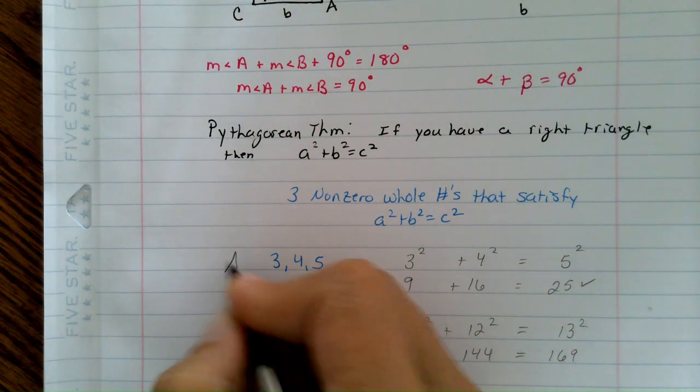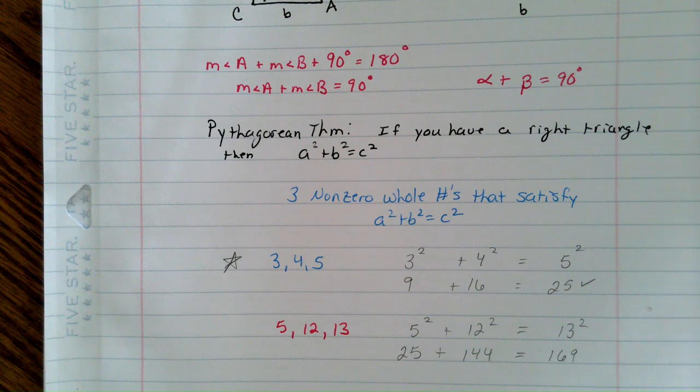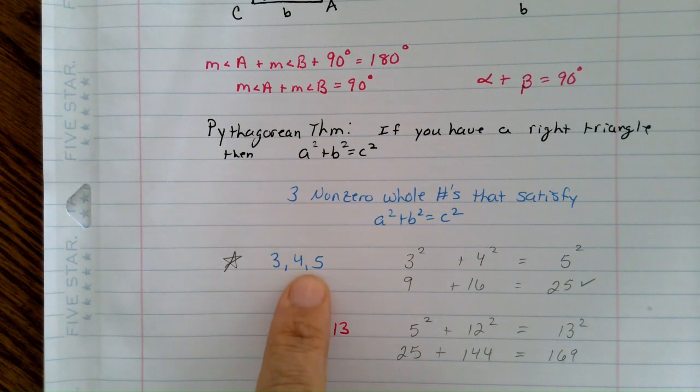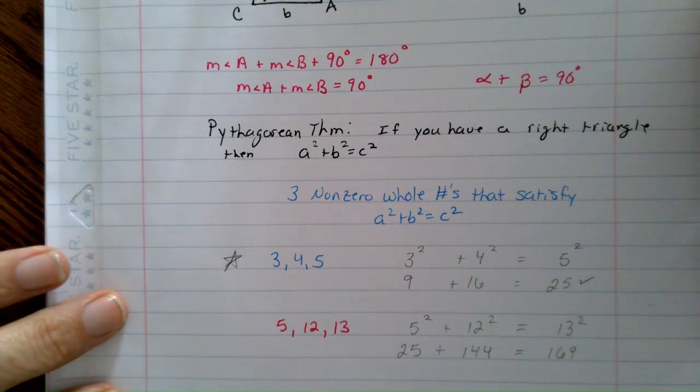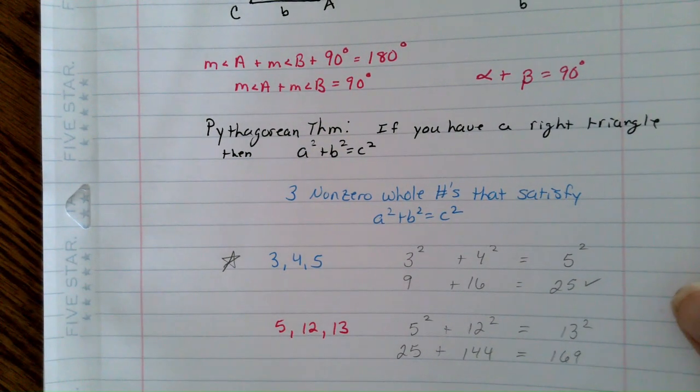I will say this one is going to be the most frequently used one on your ACT. They just may not always have it as a 3, 4, 5. They might do a 6, 8, 10, something to that effect. So if you have a 3, 4, 5 Pythagorean theorem or ratio or leg lengths, then you have a right triangle. So Pythagorean triples, super helpful in the ACT.